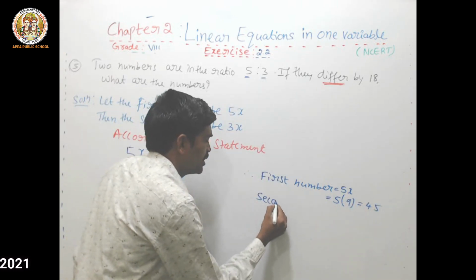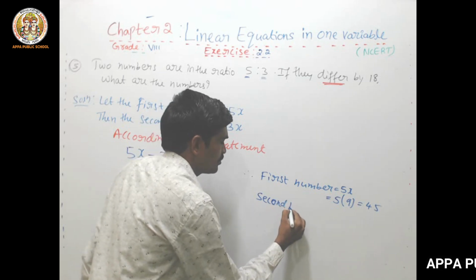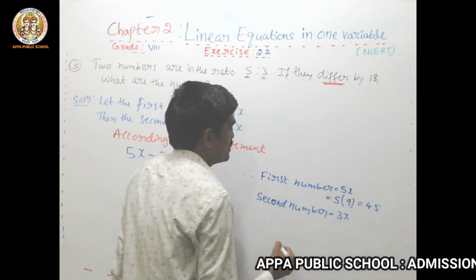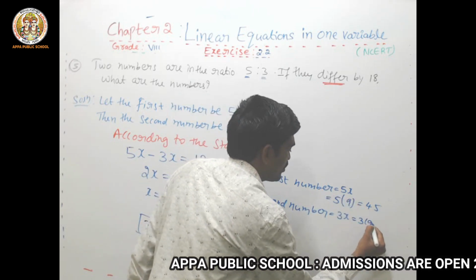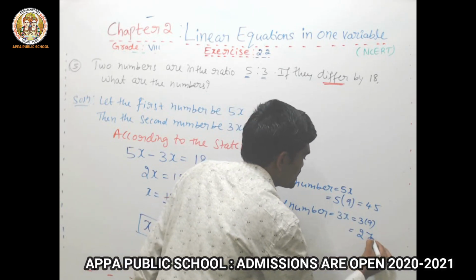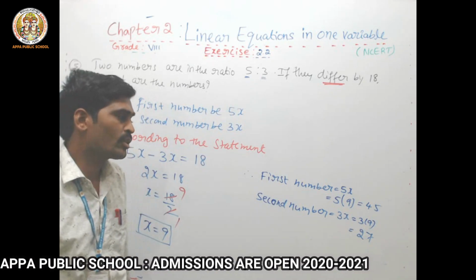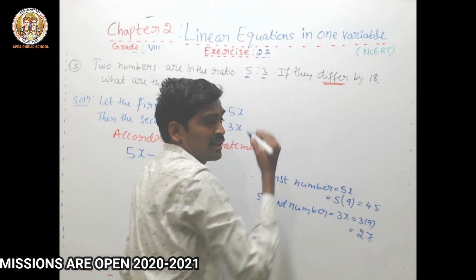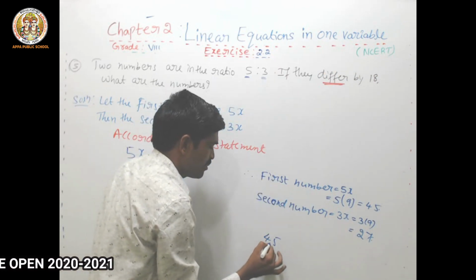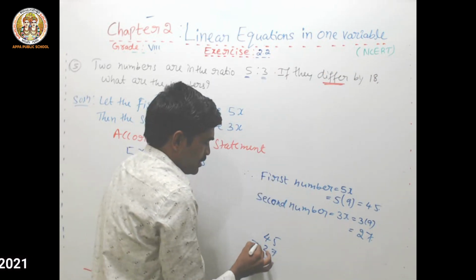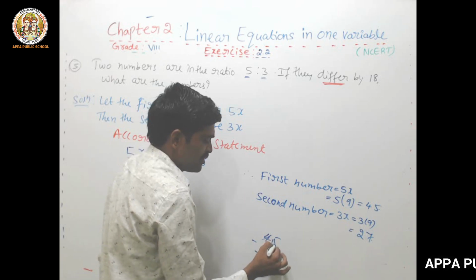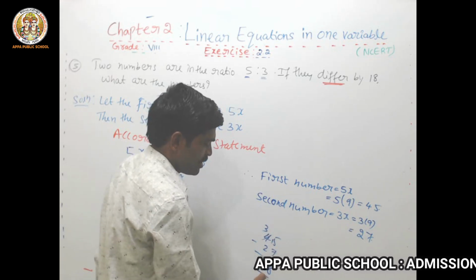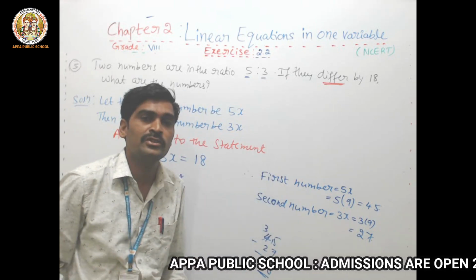Next, the second number should be 3x. So 3 into 9, that should be 27. My dear students, is our answer correct? I want to check it. If you subtract 45 minus 27, you will get 18. See, 45 minus 27. Take borrow from here, it will become 15. 15 minus 7, 8. Here it will become 3. 3 minus 2 should be 1. So our answer is right. Understood?